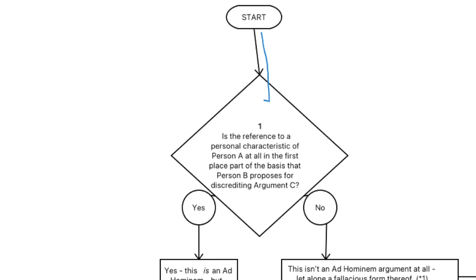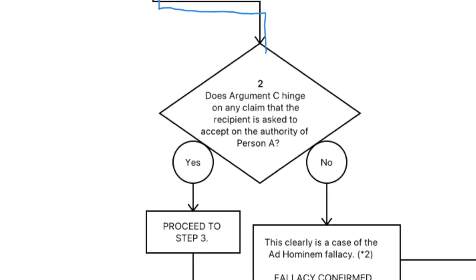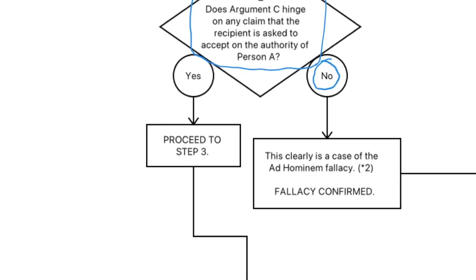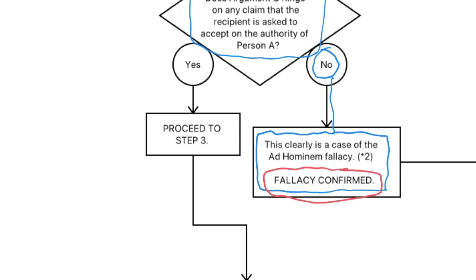The answer to the question in step one remains the same, because my not being a doctor is still your basis for dismissiveness. But then we go on to step two and ask, am I asking you to accept anything on my personal authority? This time, the answer is no. This time, I am not asking you to accept anything on my authority, but I'm simply printing out for you what WebMD says. So in this particular case, fallacy confirmed. You are indeed committing the ad hominem fallacy.